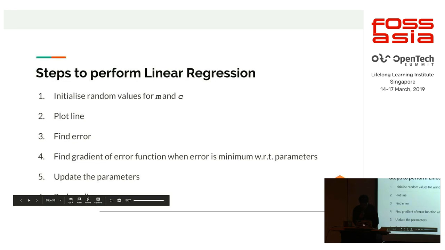So using these functions that we've learned in this first part of the workshop, we initially get random values for the gradient and y-intercept. We plot the line, find the error, as in we find how off the line is compared to the real values. We find the gradient or the change in the loss function where the error is the minimum, and we update the parameters, the gradient and y-intercept, m and c, with that change. And finally, we can redraw the line, and of course, the line is going to be much closer to the best fit line.